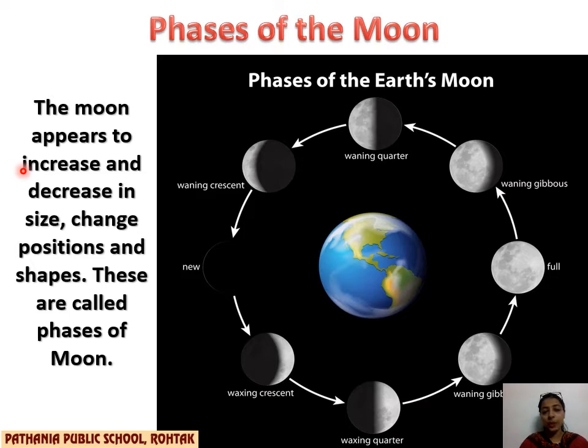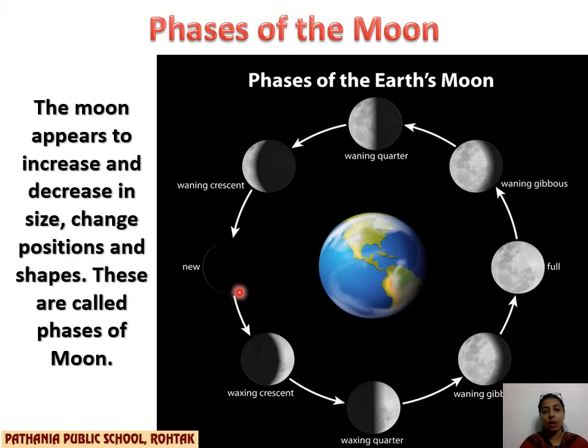And why do these phases of the moon occur? These phases of the moon occur because of its revolution around the earth. See, if you look here, it is written "new". What is new moon? New moon means when we do not see any moon in the sky. So that is called new moon.